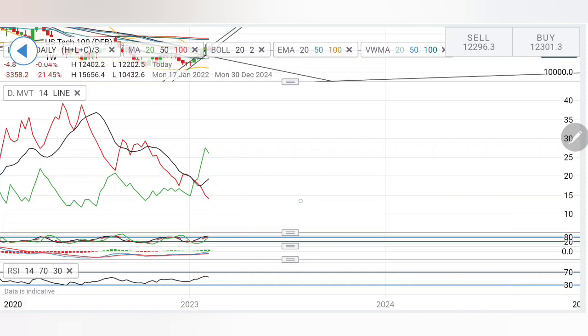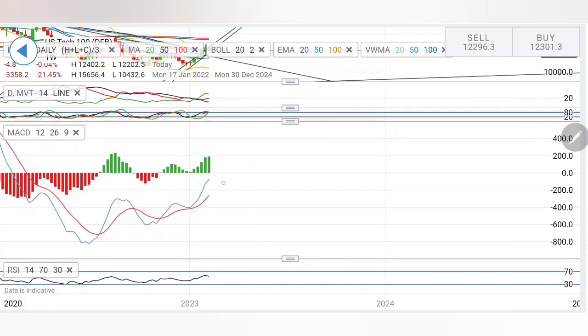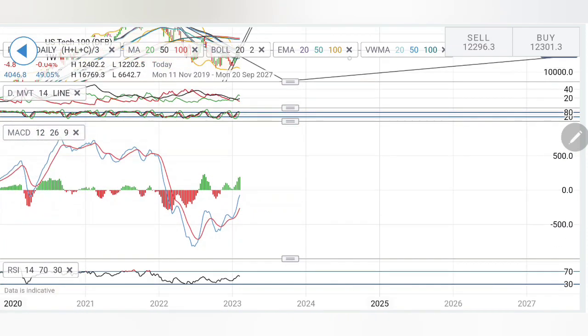The directional movement is divergent and bullish. The stochastic is overbought, and we can see a little drop. The MACD is divergent and bullish. This is looking upwards, and this still has scope to continue with the rise.